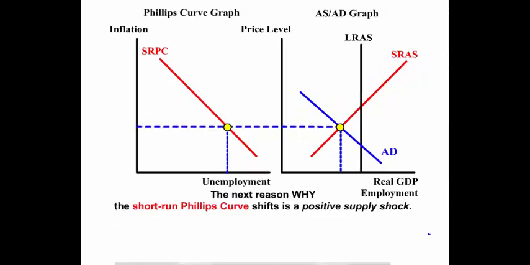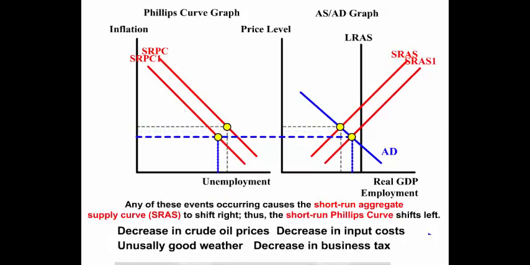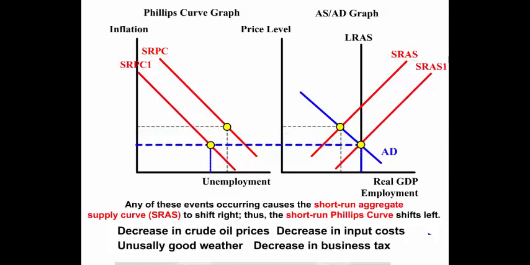The next reason why the short-run Phillips curve shifts is a positive supply shock. Examples of a positive supply shock are decrease in crude oil prices, unusually good weather, decrease in input costs, decrease in business taxes. Any of these events occurring causes the short-run aggregate supply curve to shift to the right, thus the short-run Phillips curve shifts to the left.